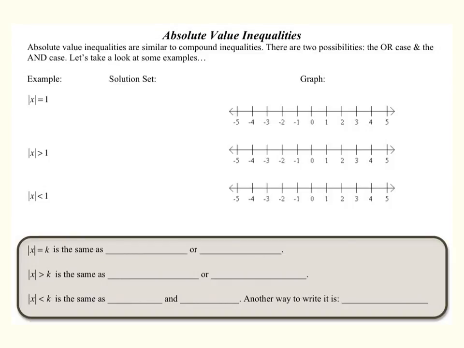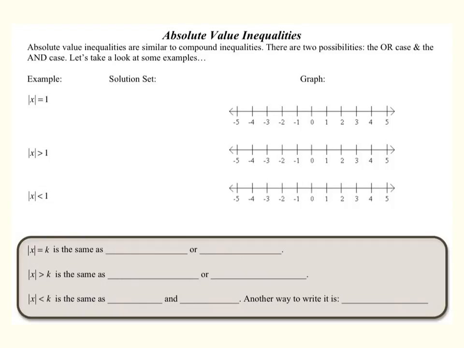So for absolute value inequalities, it goes along the same lines as far as having to be negative and positive values in there to get out that positive value. And similar to compound inequalities, there are two possibilities. There's the or inequality and the and.